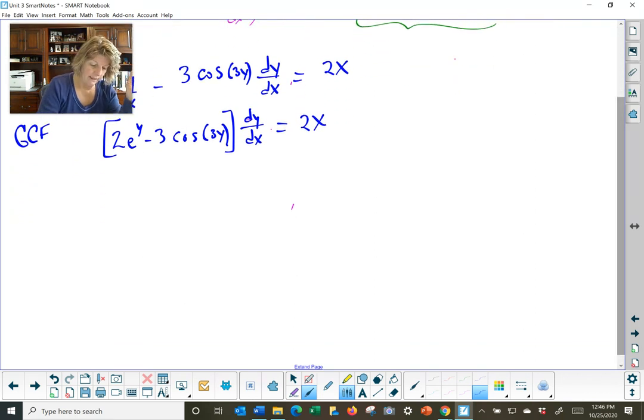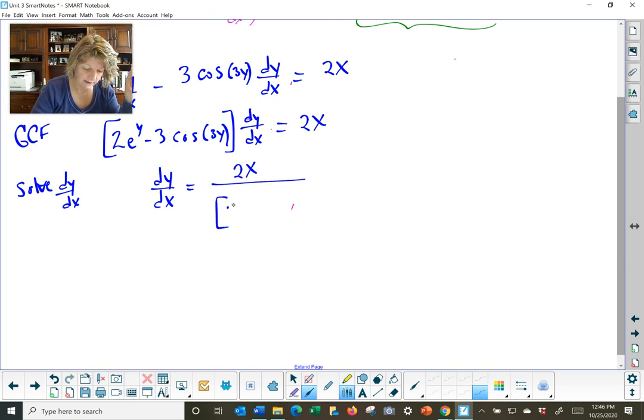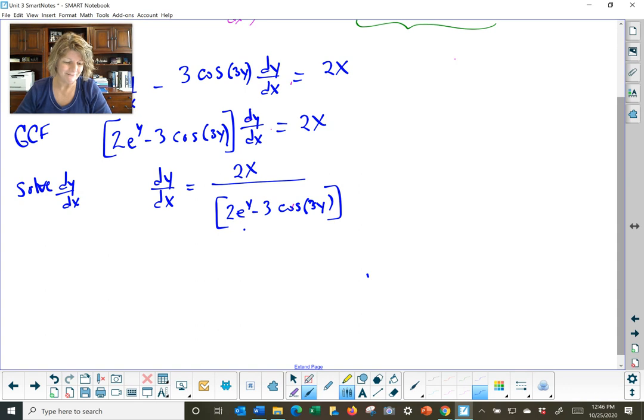Finally, solve for dy dx. And dy dx, I just need to divide by that entire multiplier, which is why I put it in, well, it needed some sort of brackets, but it all moves to the other side through division. 2x over 2 e to the y minus 3 cosine of 3y. And I like it. It's all done.